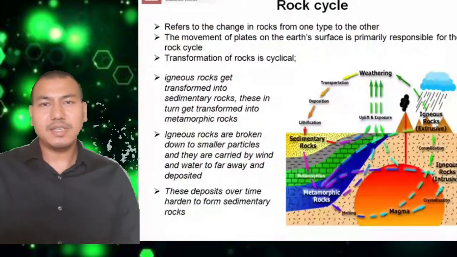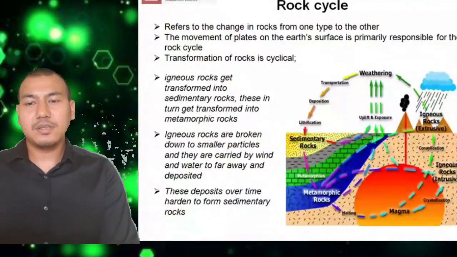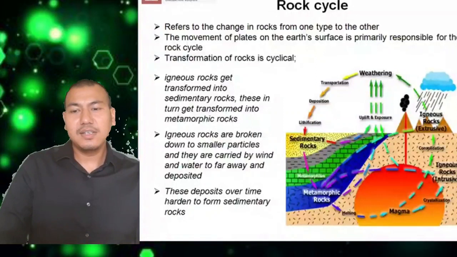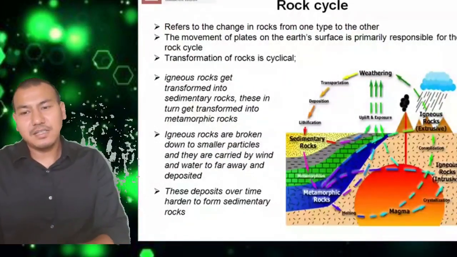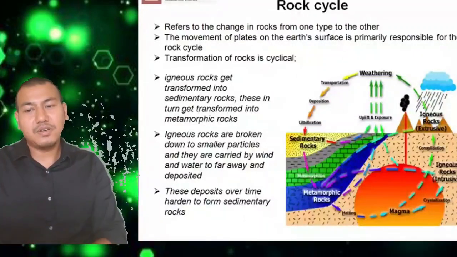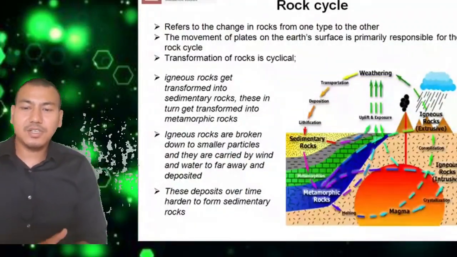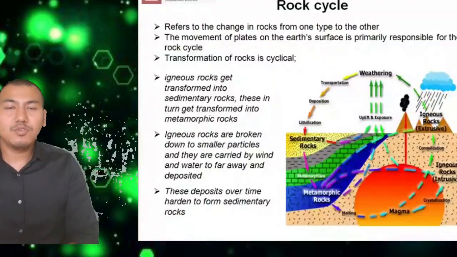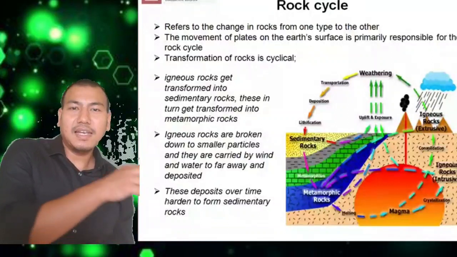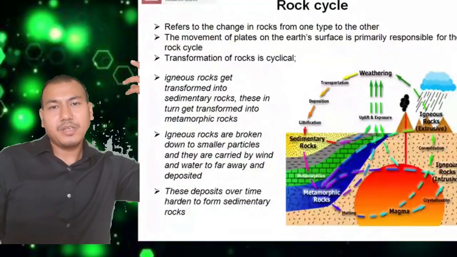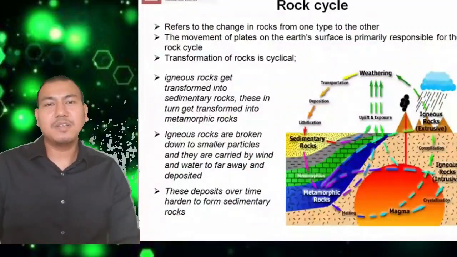Transportation means the carrier, like wind and water, transports the igneous rock particles, and they get deposited. Then they are lithified, solidified, pressed from above. Then it turns into sedimentary rock, and when it comes under even more pressure, it turns into metamorphic rock. Again the metamorphic rock goes inside and melts into magma in the earth's interior. Again the magma comes out in the form of lava. Again it solidifies, it cools down, and again it becomes igneous rock.